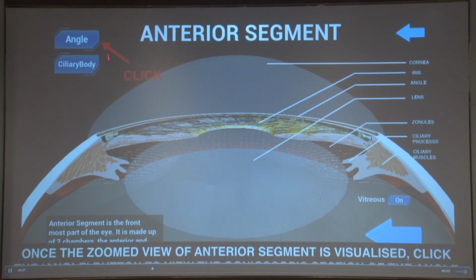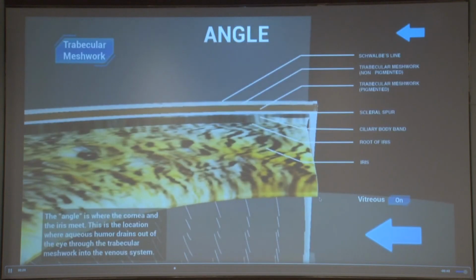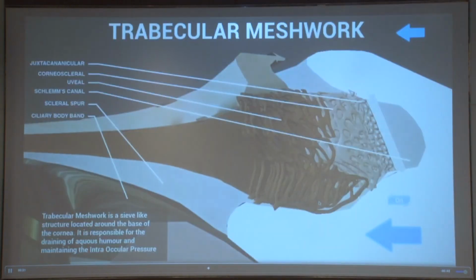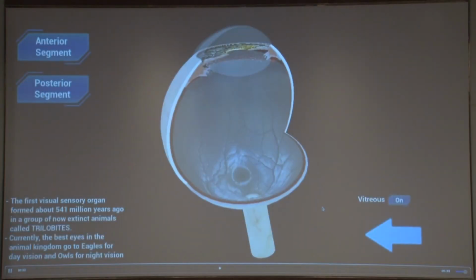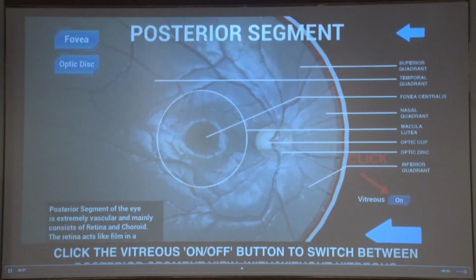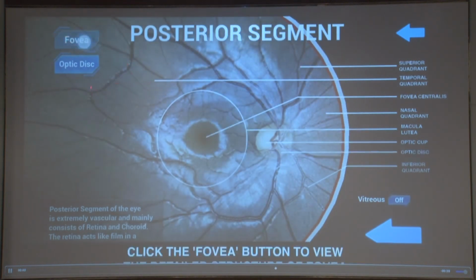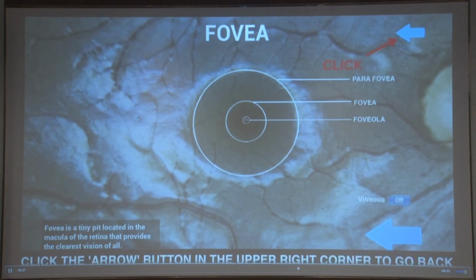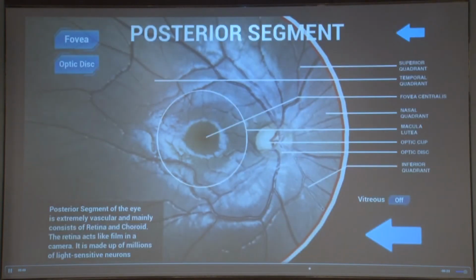Now you can click angle or ciliary body. If you click angle, you will get the gonioscopic view. Now when you click trabecular meshwork, you get the electron microscopic view. So we wanted to give you as much dynamicity as possible. And now you go to the posterior segment, and these are all real images, my dear friends, that we have taken from patients. You can turn the vitreous on and off, you can choose fovea, you can choose optic disc. If you choose fovea, it goes into the fovea. So I'm just orienting you with the normal fundus here, and you can have the optic disc.